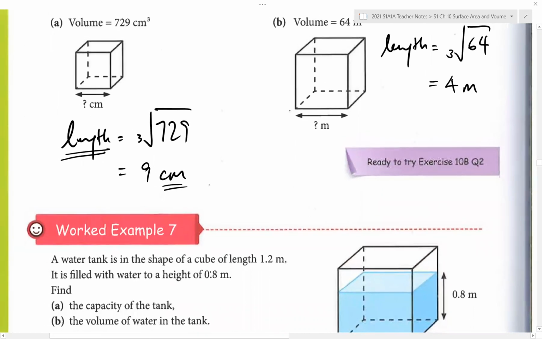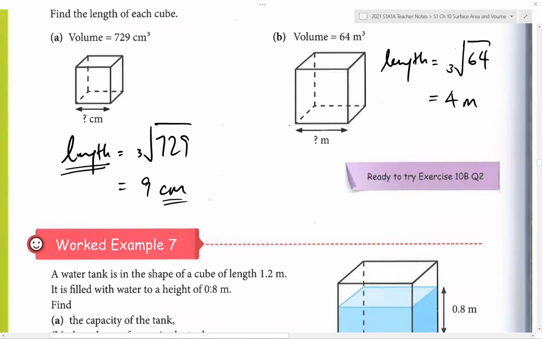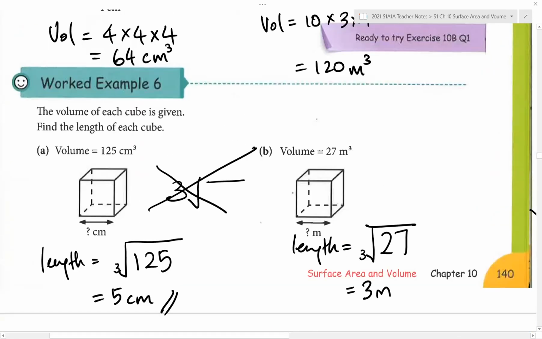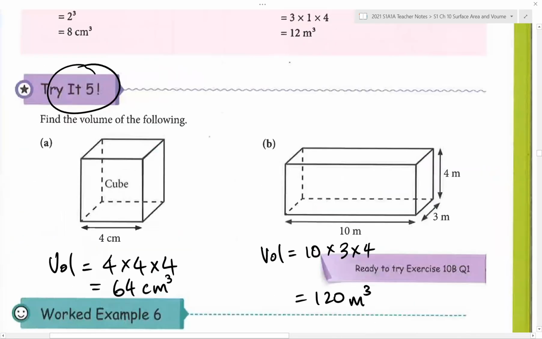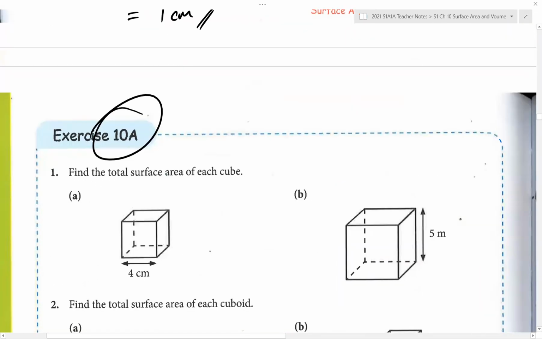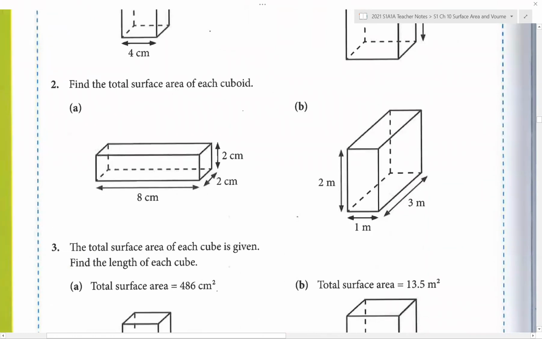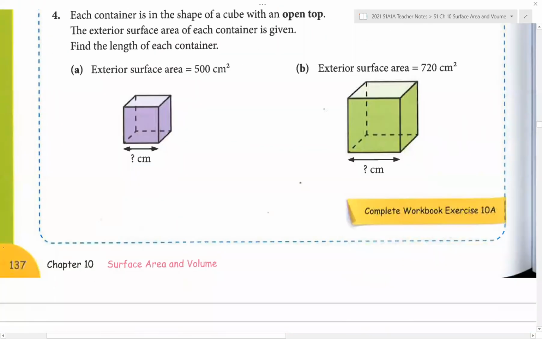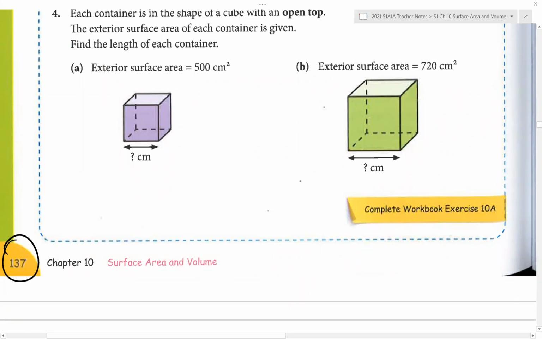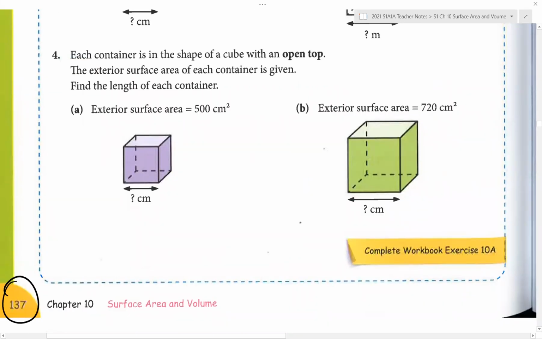Okay, so I'm going to stop here today. You have a little bit of time to finish up your homework, which is your textbook exercise 10A. Not doing the workbook yet. Do your textbook exercise 10A. This is page 137. Do it now. Tomorrow we will go through. Tomorrow no lesson.